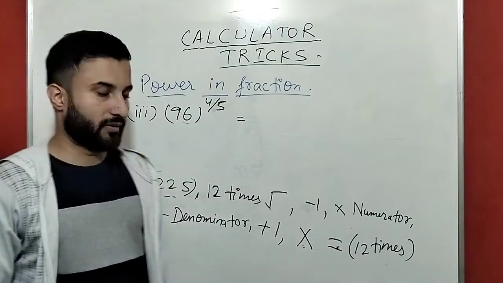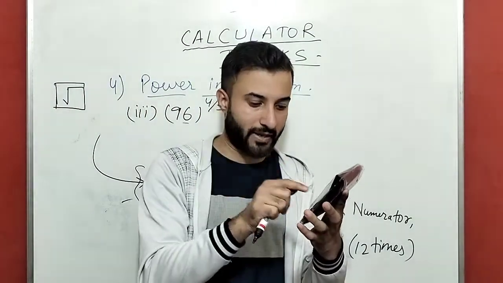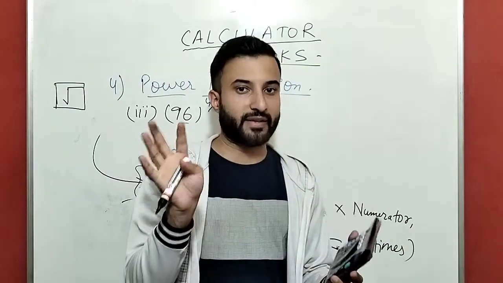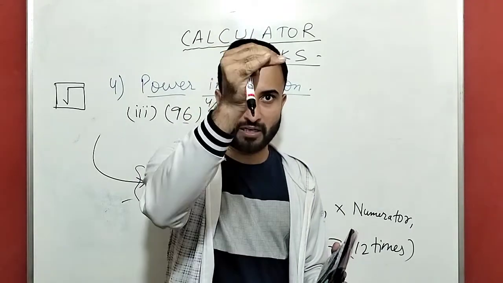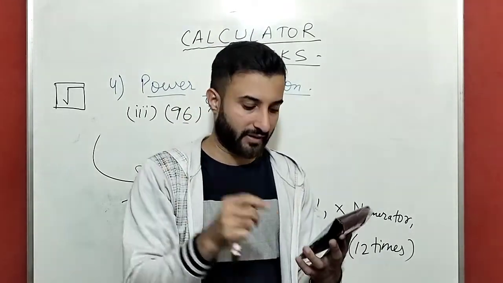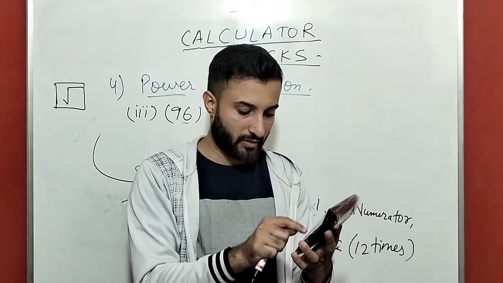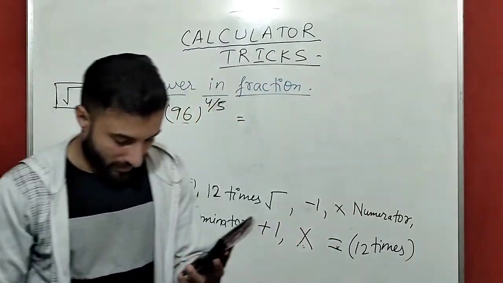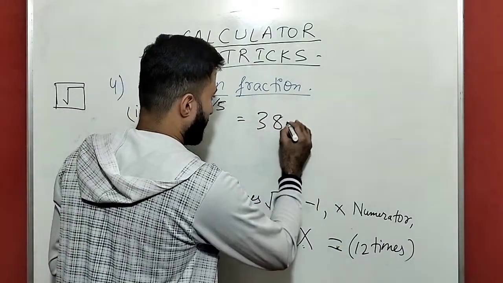Then multiply equal 12 times. Multiply equal 1 time, 2 times, 3 times, like that only you have to do. Multiply equal 4, 5, 6, 7, 8, 9, 10, 11, 12 times. So the answer is 38.54.